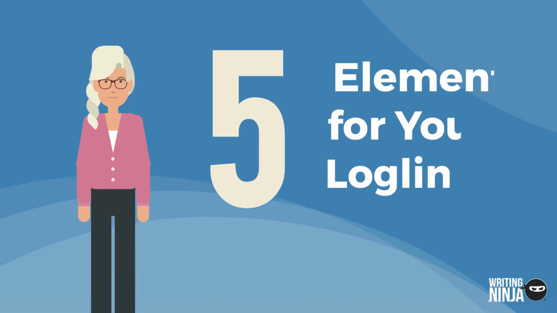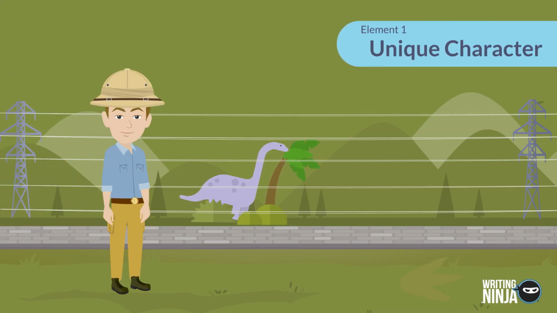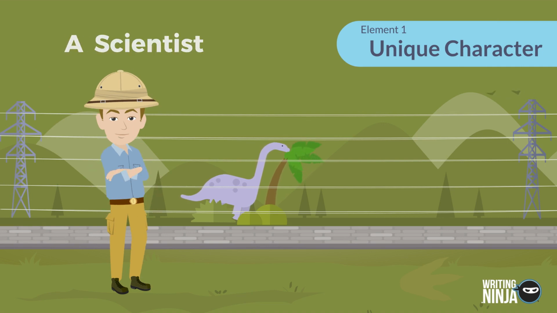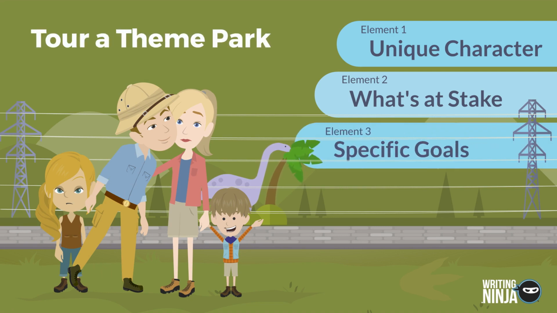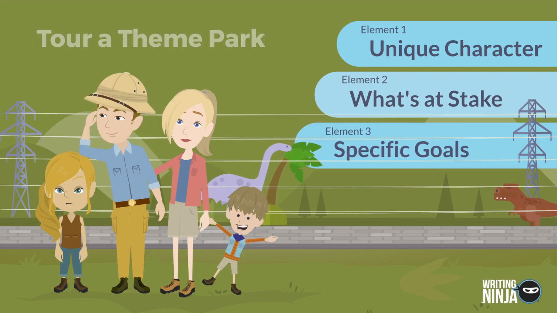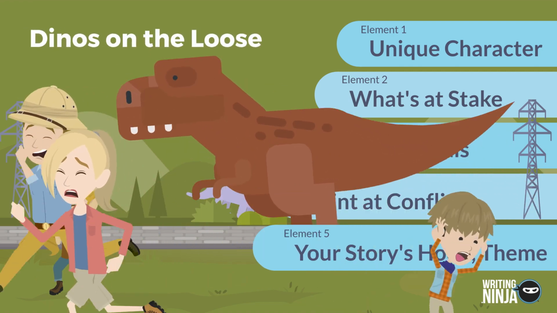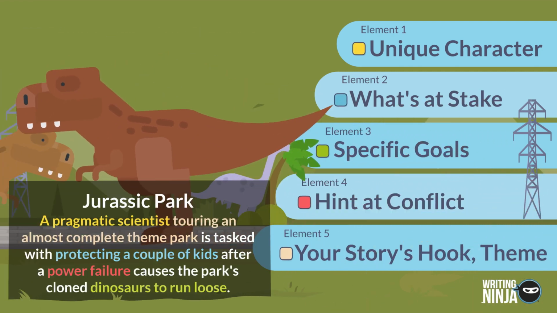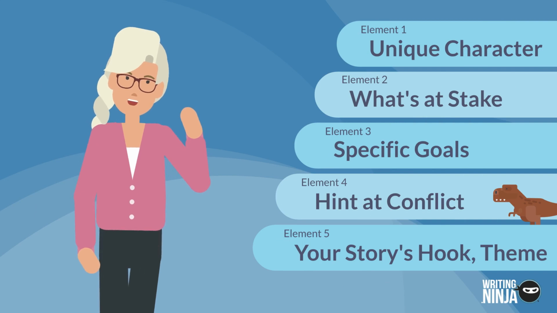There are 5 basic elements you should try to include in your logline. A unique character, which is your protagonist. What's at stake for that character? What are their specific goals? Hint at the main conflict. And finally, your story's hook or theme. Finding the right combination of these elements will help you write a logline that shares the emotional core of your story.